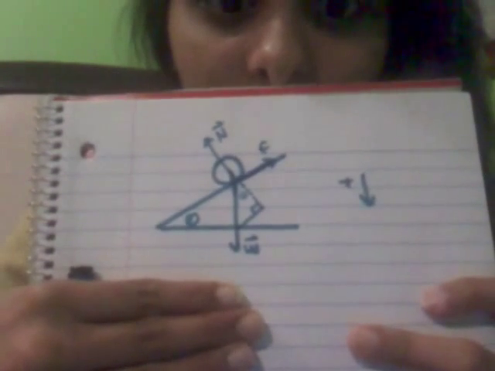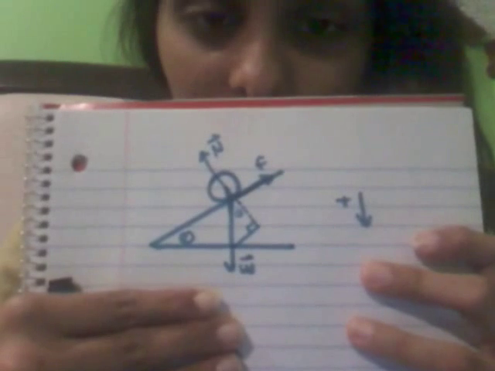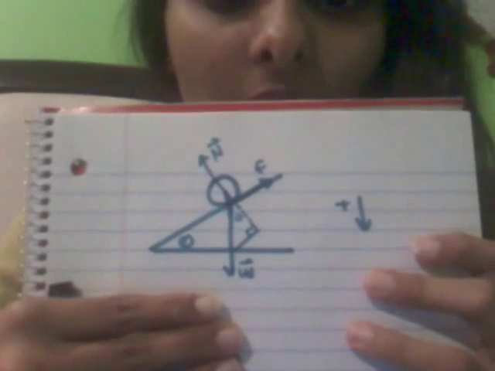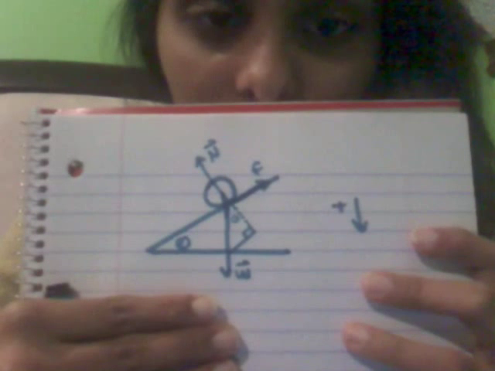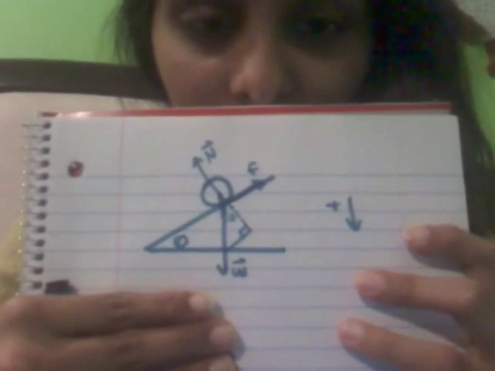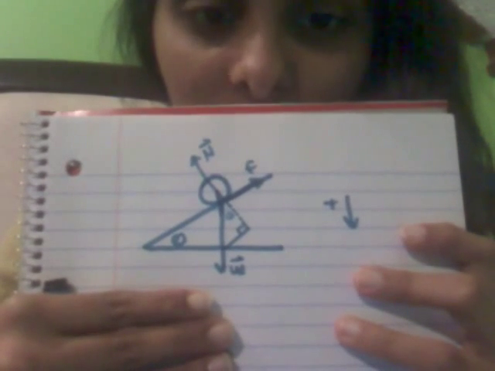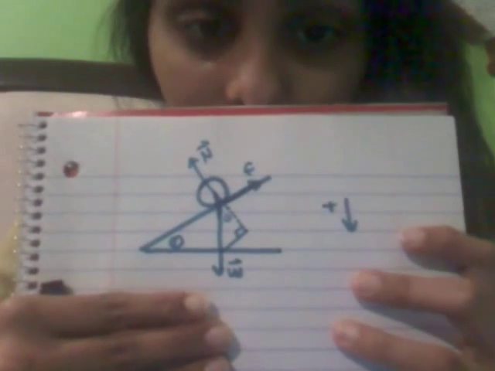Alright, so first is the diagram. Here's the inclined plane, and we're going to choose positive down as our direction. You can see the sphere, and the normal force is perpendicular to the plane, the friction is acting in the upwards direction because friction goes against the direction of motion, and the weight just goes straight down. And you see the angle theta.